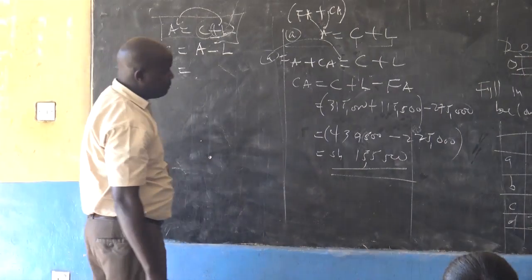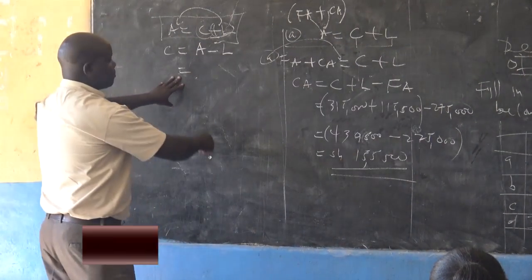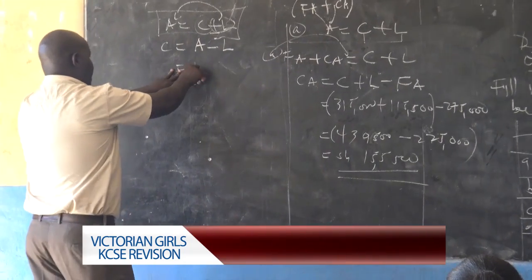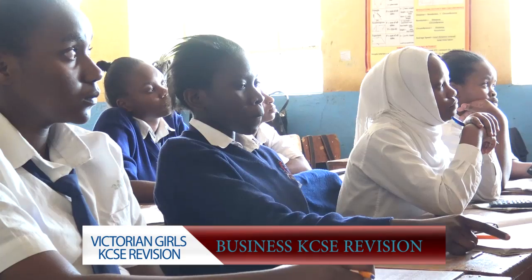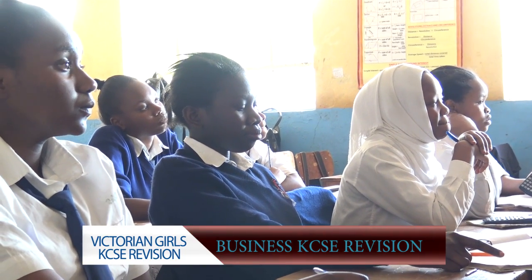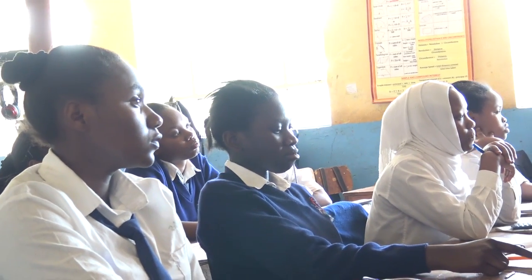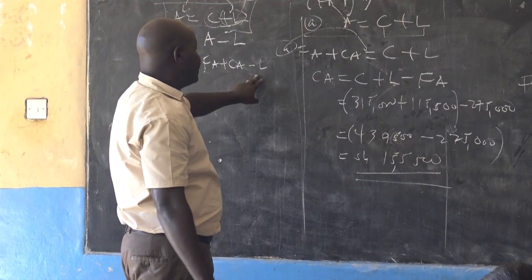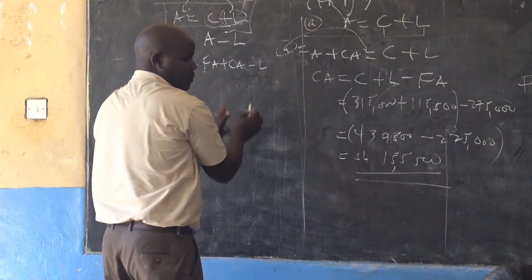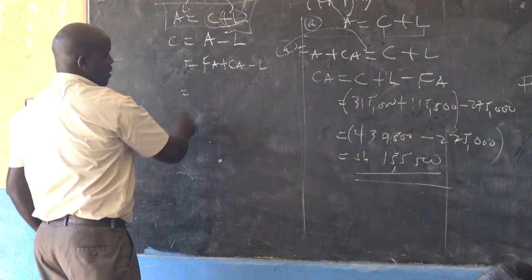Now, do you have assets here? Yes. And our assets equal what? It is FA plus CA, minus L. That's liability. In this case, liabilities is wholesome. Have you got that? Now, how much is our FA?